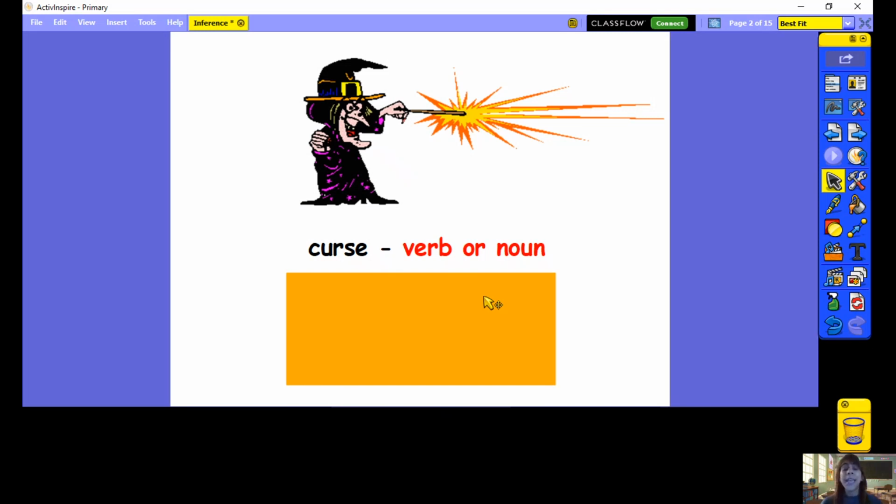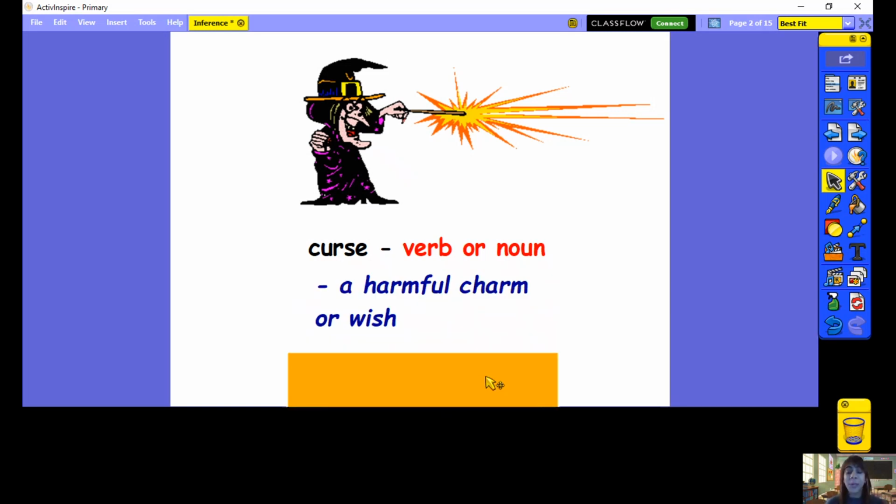So the terrible curse set the kingdom under a rain cloud for 1,000 years. I'm sure you can think of a better curse than I can, but it is a harmful charm or a wish. So if you have read the Harry Potter books, which I'm sure many of you have, there are lots of curses in that book as well.